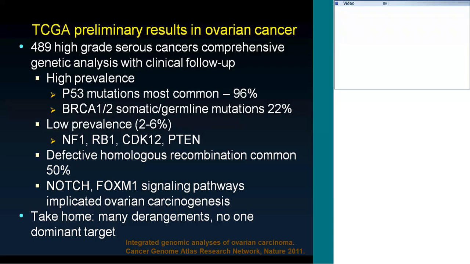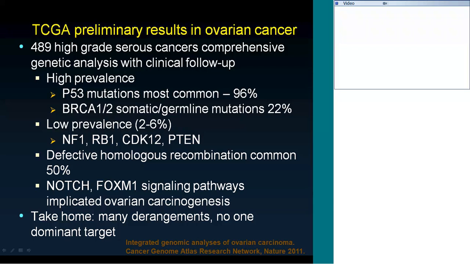And lo and behold, what we found is that there were some very common mutations in many of these cancers. The P53 gene was mutated in almost all of the samples, and the BRCA1 and 2 gene was mutated either as a somatic mutation in the actual ovarian tissue or a germline mutation that individuals had inherited from either their mother or their father in about a quarter of patients. But there were some other genes that emerged that also were common, occurring in about 2 to 6% of patients. Some of these genes we've already studied and have a little bit of insight into.